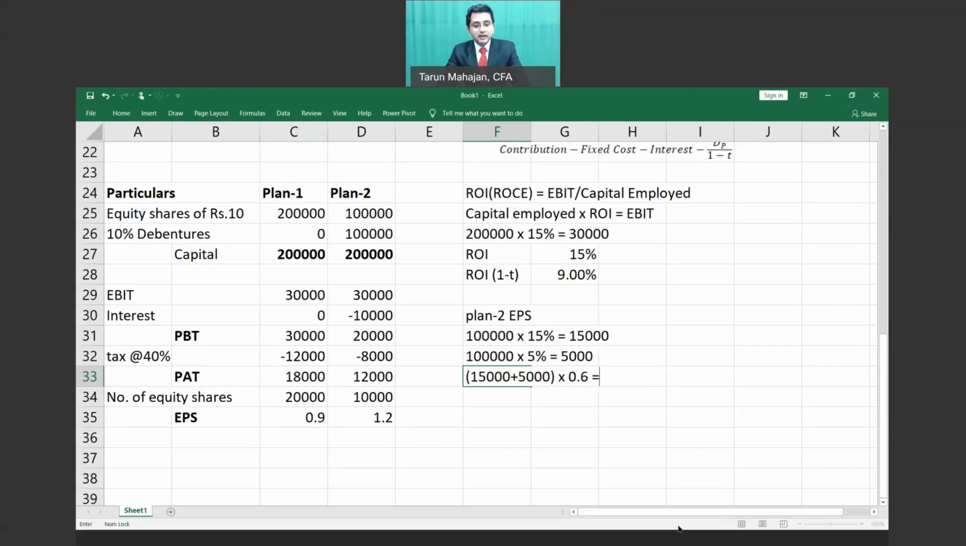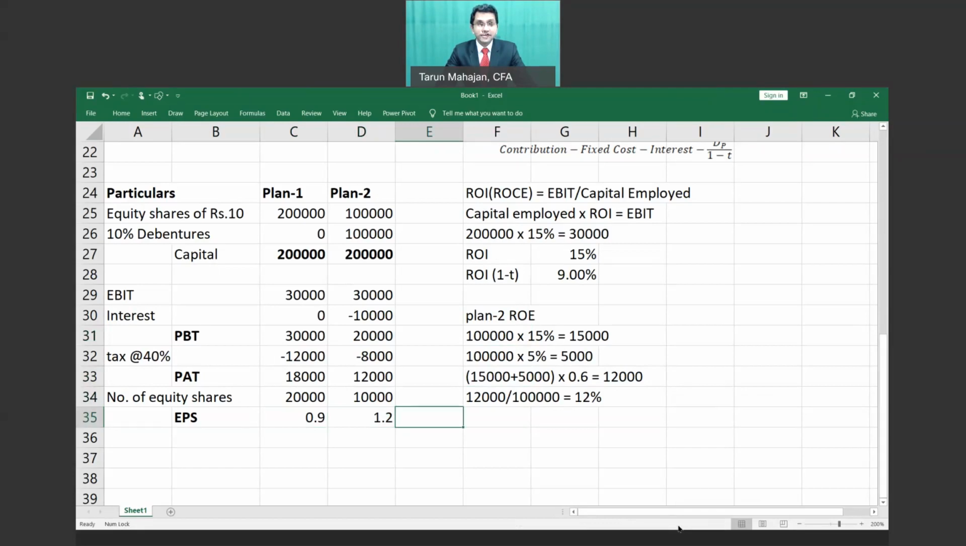But after paying tax, they will be left with 60% amount only. So that is actually 12,000 rupees. And this 12,000 rupees, they are earning on their investment of 1 lakh rupees. That is 12%. So return on equity in case of plan 2 is 12%. And on 10 rupees of the share, if you calculate 12%, it is EPS of 1.2.